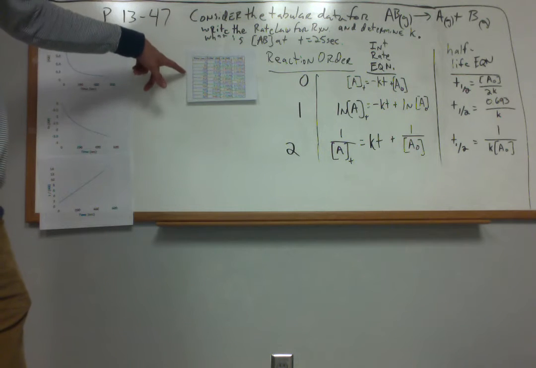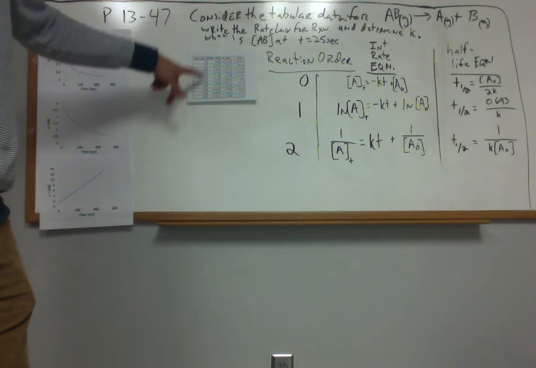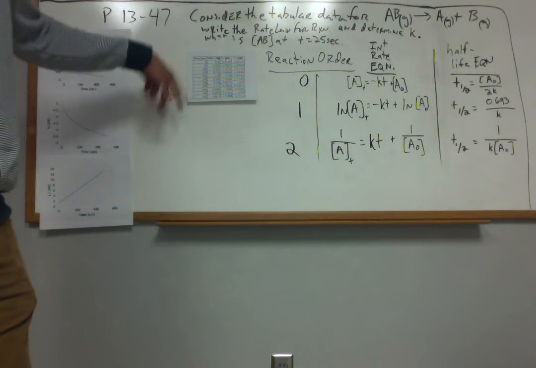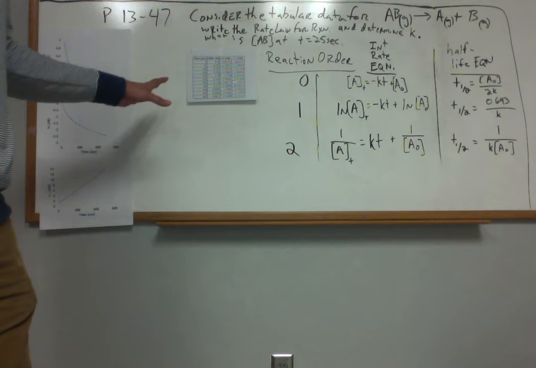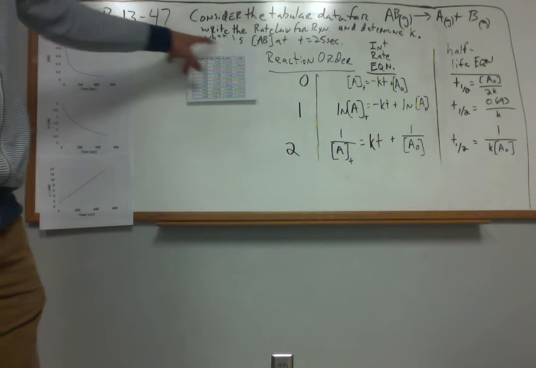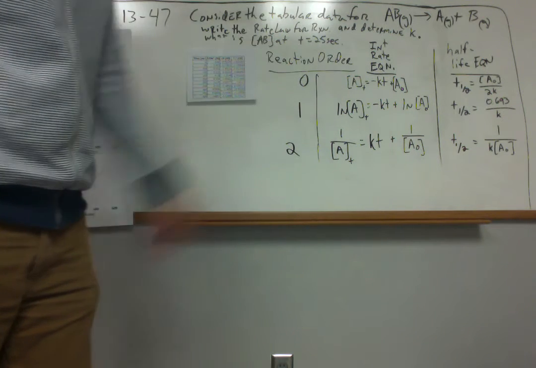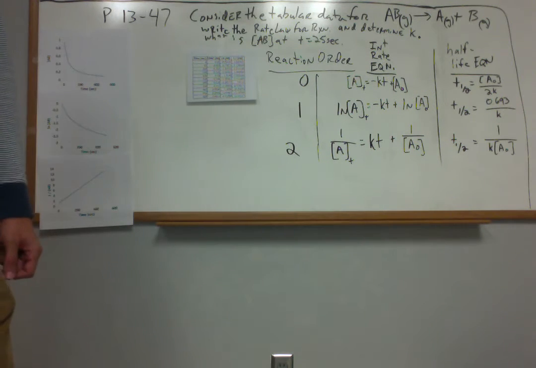Based on the experimental data that we're given, so the data, if you look at it in the book, is time and concentration. So it's concentration as a function of time. Based on that information, write the rate law for the reaction and determine K, the rate constant. We also want to predict what the AB concentration is. It's the concentration of this stuff at T equals 25 seconds after the start of this process.